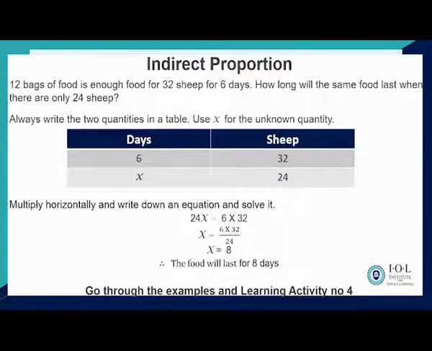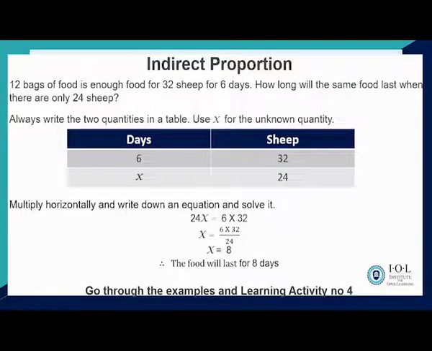Indirect proportion, you write it in the same way. The days and the sheep: 12 bags of food is needed, enough food for 32 sheep for 6 days. So days, 6, sheep, 32. How long will the same food last when there are 24 sheep? So in the sheep column I put 24. And how many days? That's my question, x.